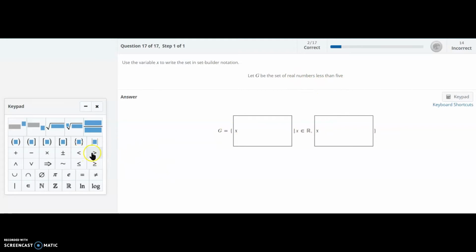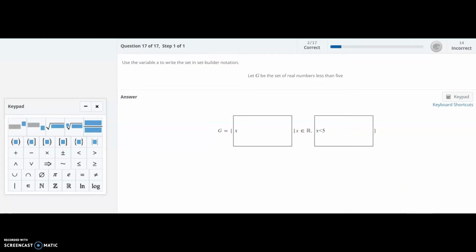So there's 1, 2, 3, 4 different things. Which one of these is the less than one? The one on the top left. Top left, less than, and it's not less than or equal to, it just says less than 5, so we're doing less than 5. And then we're going to submit our answer, because I think that's it. X is less than 5.